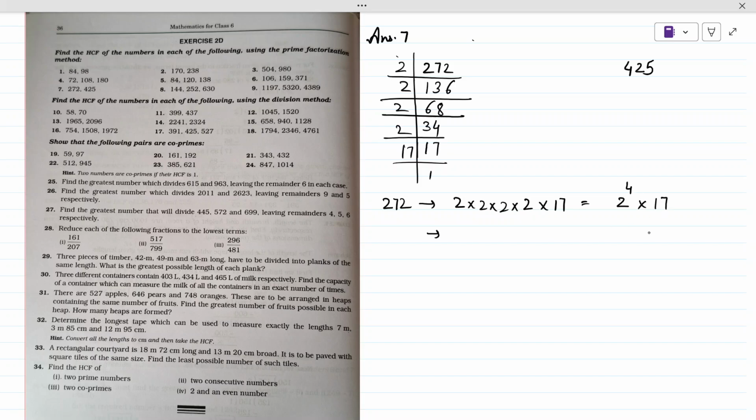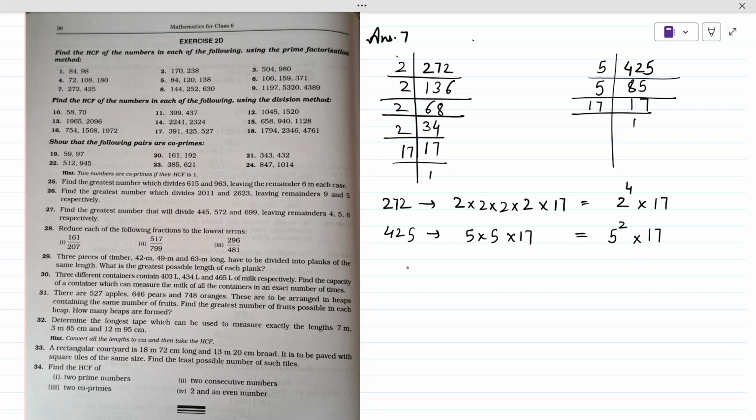We have done this, right? Now coming to 425. We have 5 at the end. That means this number would be divisible by 5. So let's start with 5. We have 5 into 85, then 5 into 17, and then we have 17 into 1. So the factors of 425 are 5 into 5 into 17. So I can write this as 5 raised to the power 2 into 17.